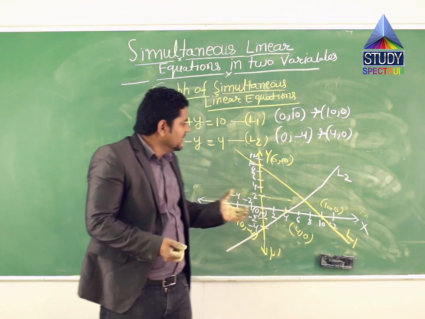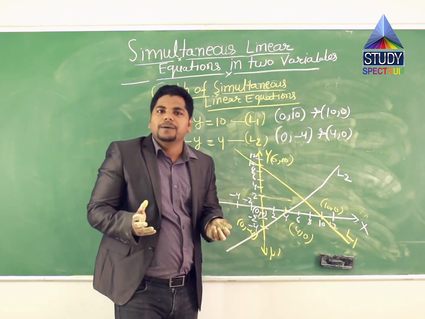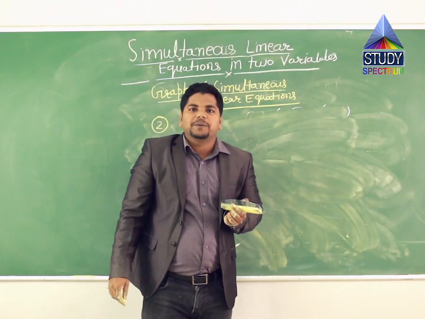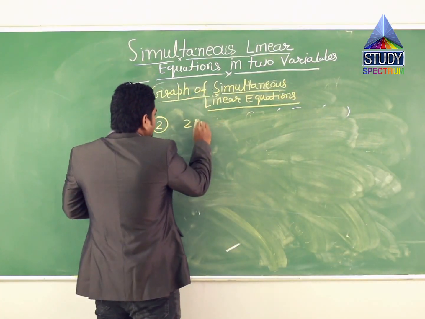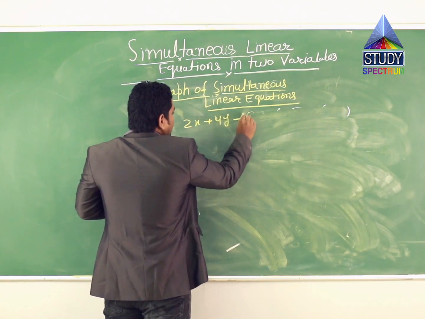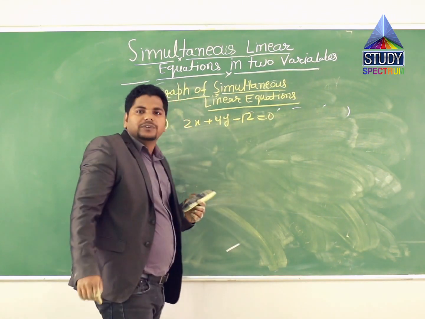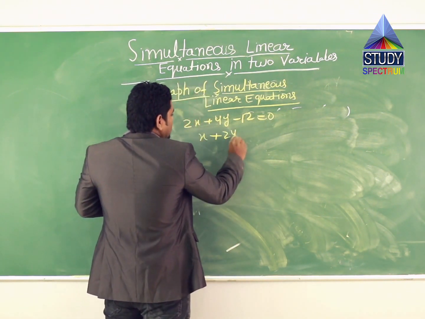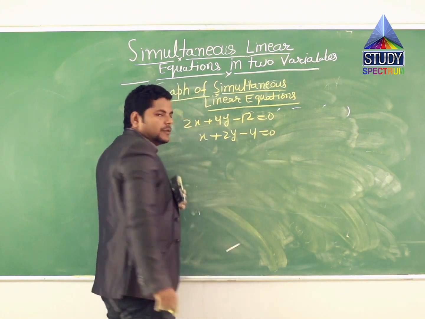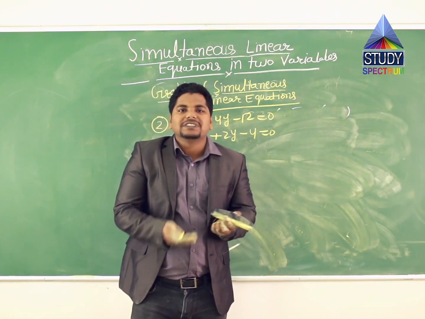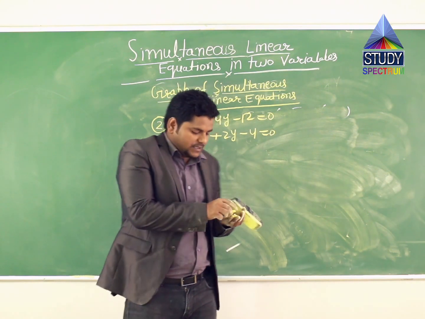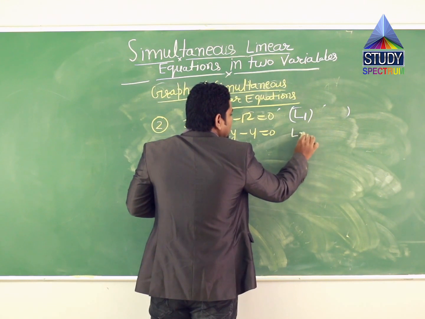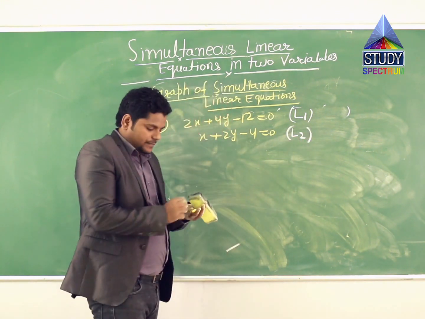So I hope you have understood how to solve simultaneous linear equations. The first equation is 2x plus 4y minus 12 equals 0, and the second equation is x plus 2y minus 4 equals 0. Now we'll do the same thing as we have done earlier. We'll make a table. Suppose this is L1 and this is L2.